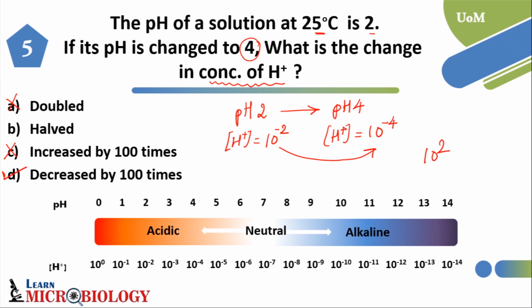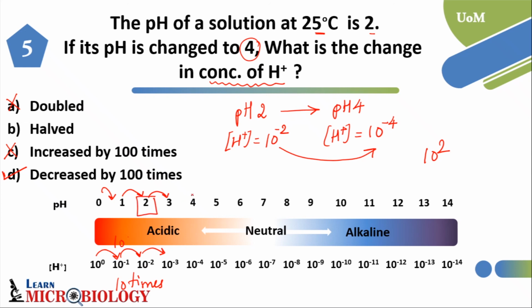Let us again remember our pH scale to understand this. See over here, when your pH is getting increased, you can see the hydrogen ion concentration to be getting decreased. And how much is the decrease? The decrease is around 10 times. Yes or no? From 10 raised to minus 1 to 10 raised to minus 2, there is a decrease in 10 times. From 10 raised to minus 2 to 10 raised to minus 3, again 10 times decrease. Correct? So as per this question, the pH was 2 and it changed to 4.